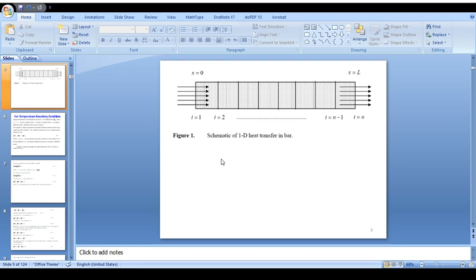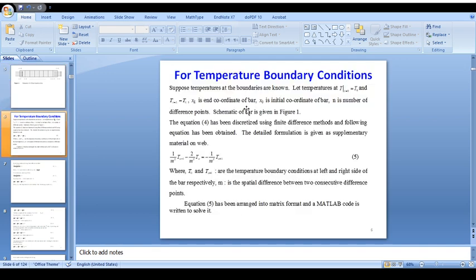So this is a schematic of heat transfer in a bar. The bar is of length L, and this is how we have given the nomenclature. So these are i equal to 1, i equal to 2, and finally i equal to n. These are the various difference points in the bar, equally spaced, and we are trying to solve it by finite difference techniques using central difference formulations.